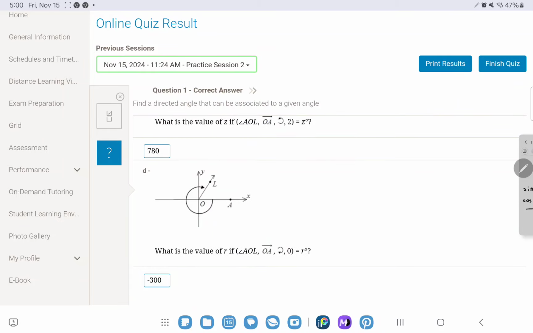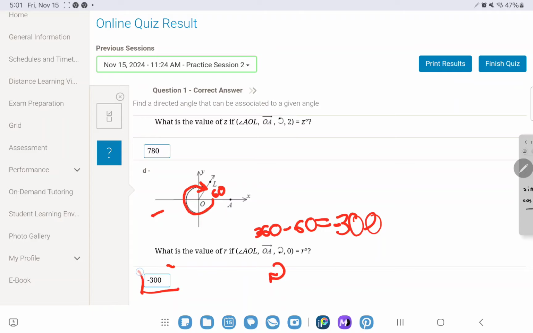Now let's go on to the last part. In the last part, they're going clockwise and they're stopping right before angle AOL. We know that with angle AOL it makes 360. And since angle AOL is 60, this should be 360 minus 60, also known as 300. And it's negative because you're going clockwise. And that's your answer. Now, let's move on to the next question.